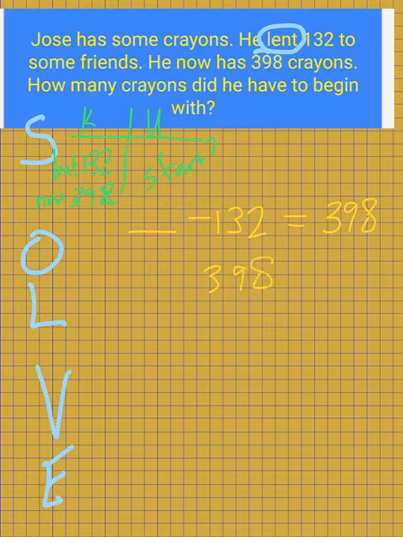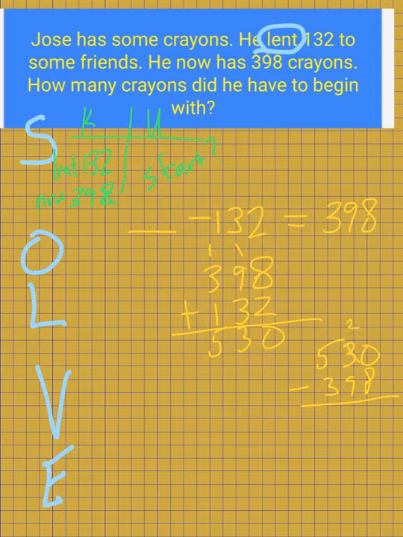Well, we can take 398 and we can add 132. That 9 plus 3 is 12, and 1 more is 13. 3 plus 1 is 4, and 1 more is 5. It's 530. Okay, so let's check this. 530 minus 398.